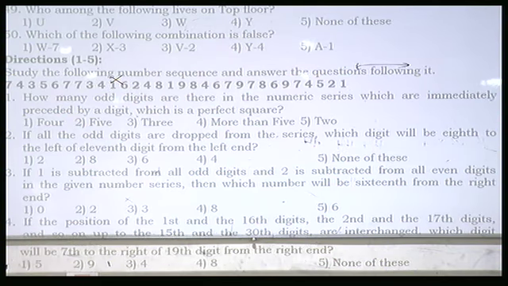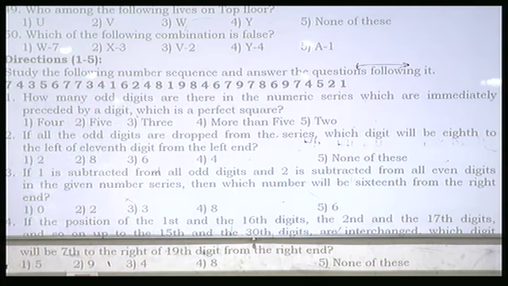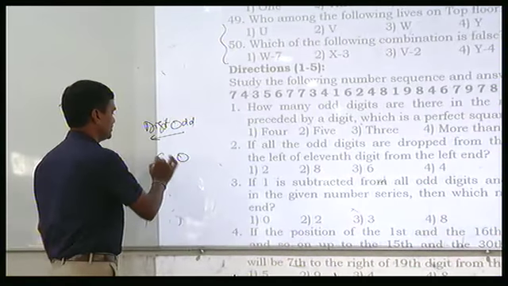Then, how many odd digits are there? Now the question is about what? Odd digits. How many odd digits are there in the sequence which are immediately preceded by a digit which is a perfect square? Odd preceded by a square. Isn't it? Odd preceded by what? Odd preceded by a square.